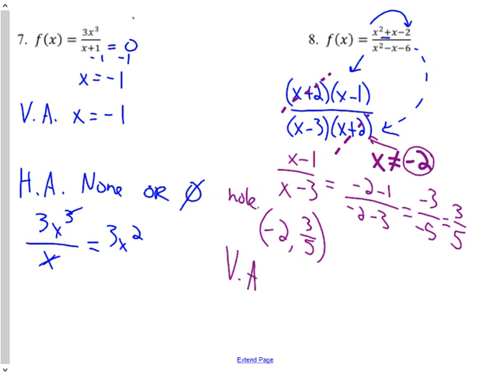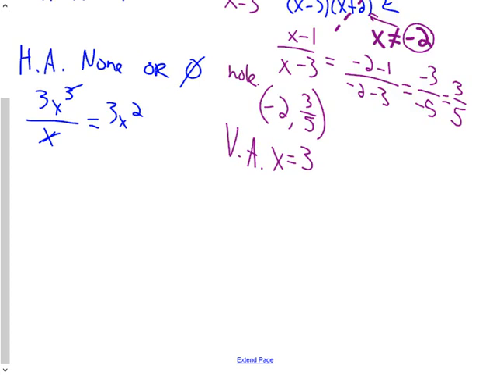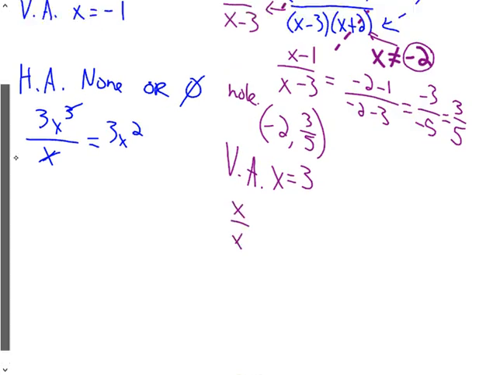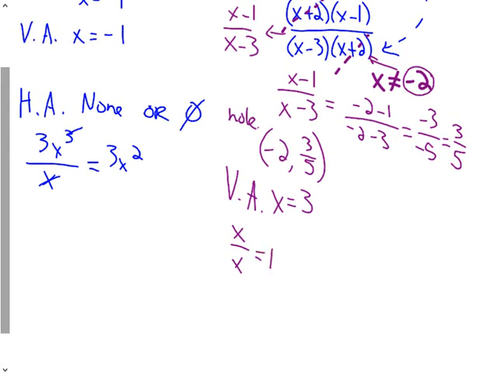Vertical asymptote of the simplified form, x minus 1 over x minus 3, and I get x minus 3 can equal 0, so x equals 3. And then comparing x over x, right, we get 1. So for horizontal asymptote, y equals 1 would be our general end behavior of the graph.